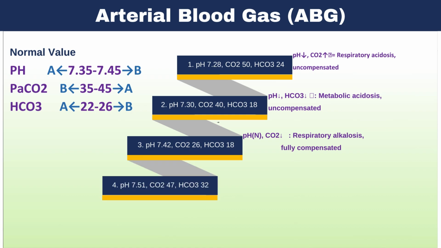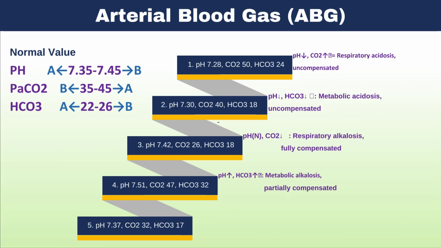The fourth problem, pH is 7.51. Carbon dioxide is 47, bicarbonate is 32. This is a metabolic problem and the pH is abnormal, that is alkalotic. The respiratory system is abnormal and on the acidotic side. So it is trying to compensate. However, it is only partially compensating at this time because the pH level is still abnormal. If the pH level was normal, there would be a full compensation. To call it a full compensation, the pH should be at a normal level.